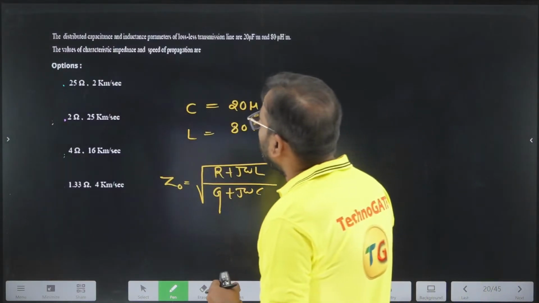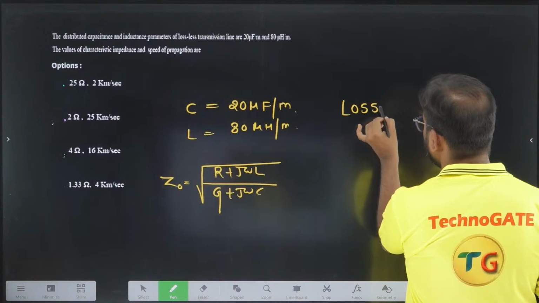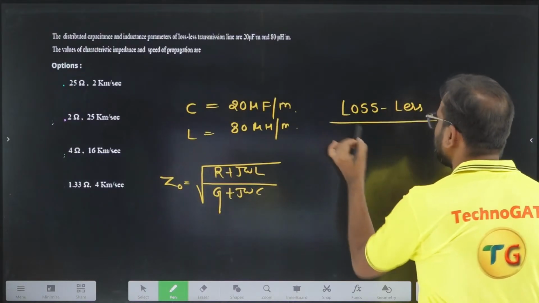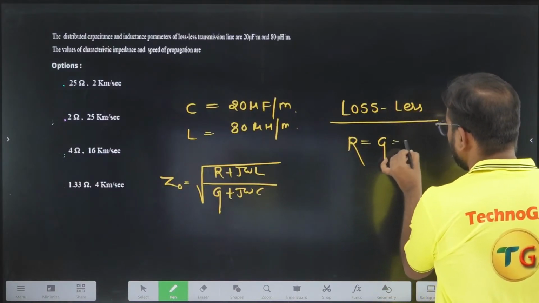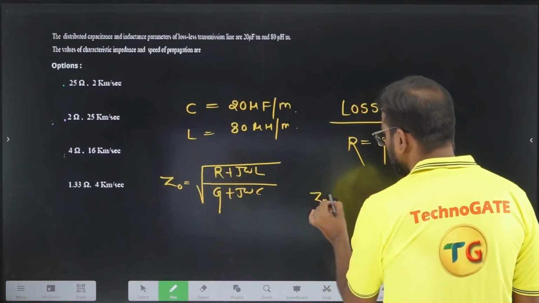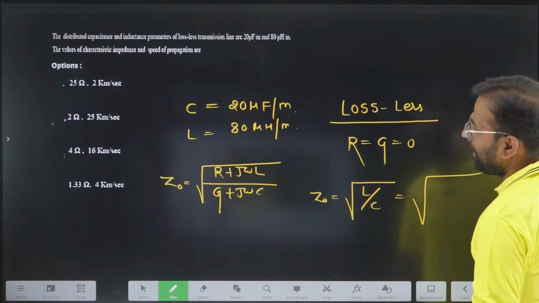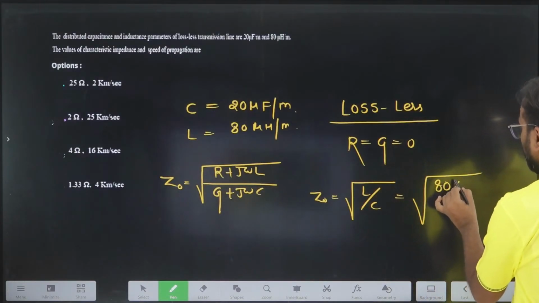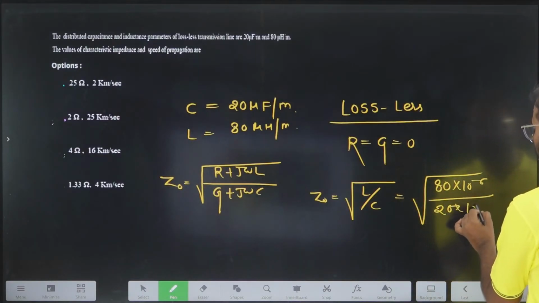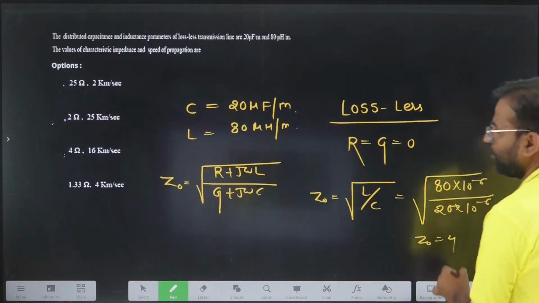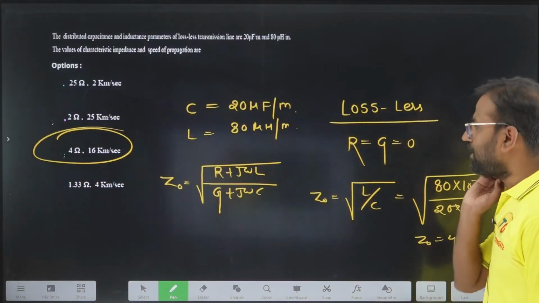For a lossless transmission line, as we know, the condition is R equal to G equal to 0. So the value of Z0 is the square root of L by C. L is 80 times 10 raised to the power minus 6, divided by 20 times 10 raised to the power minus 6. So the answer is 4 ohm. 4 ohm is the correct option here, the correct answer for this transmission line.